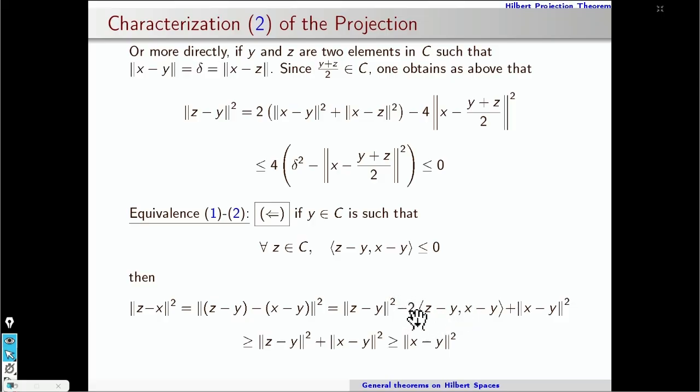This is negative, so times minus 2 it becomes positive. So we have the sum of 3 positive terms, which is of course greater than the last term alone. If I take the square root, I obtain that the distance between y and x is smaller than the distance between x and z for all z. This means that y realizes the minimal distance, and we have seen that it is unique. So y is equal to x_C.